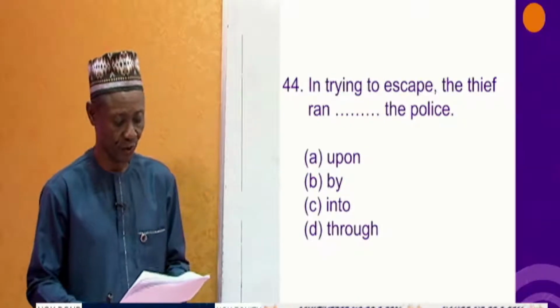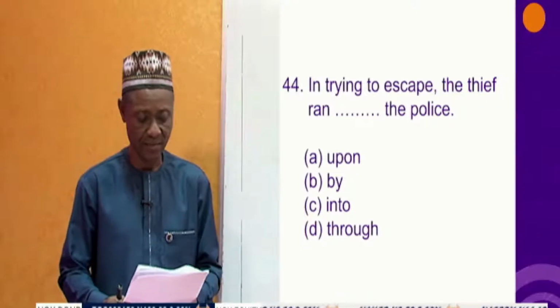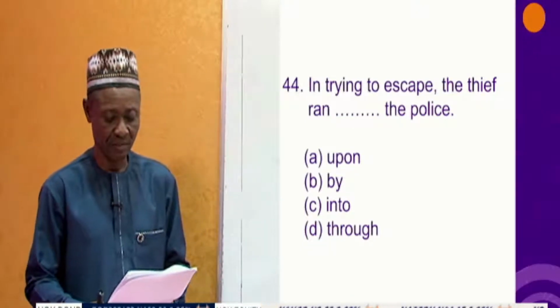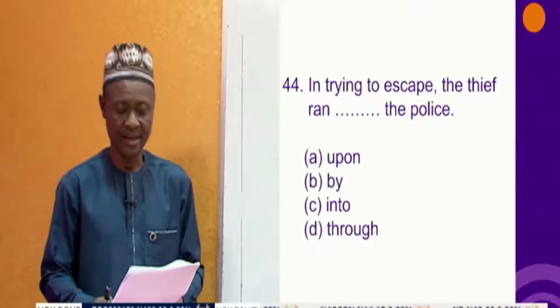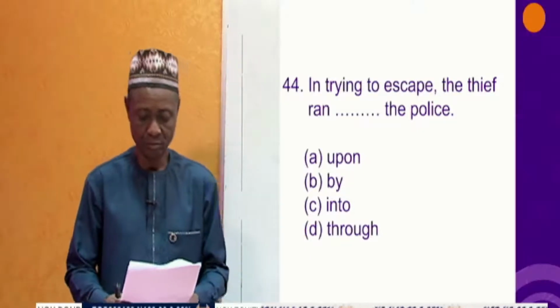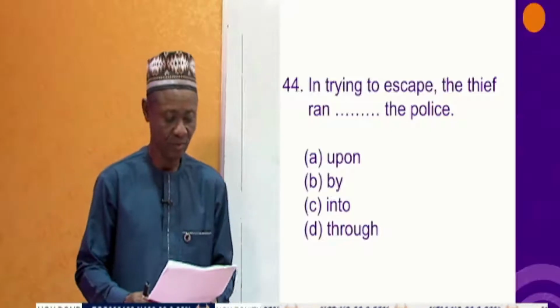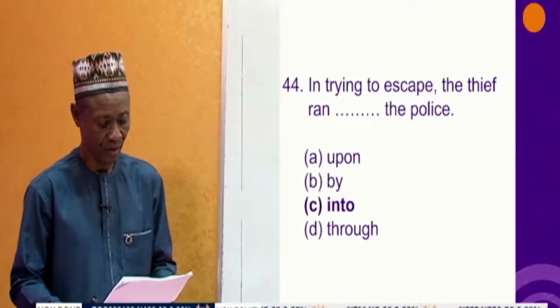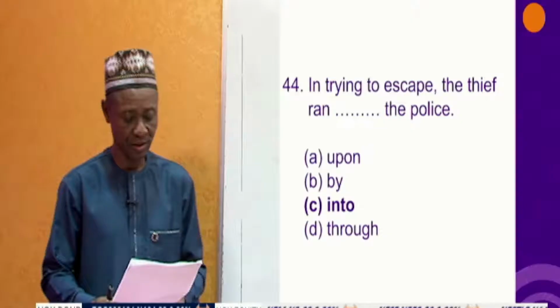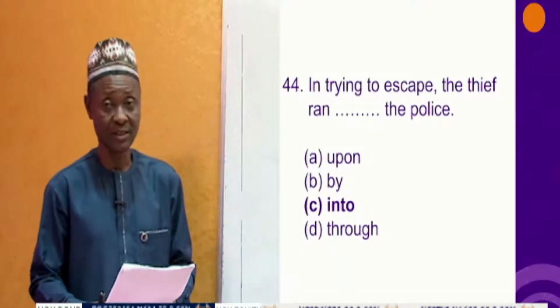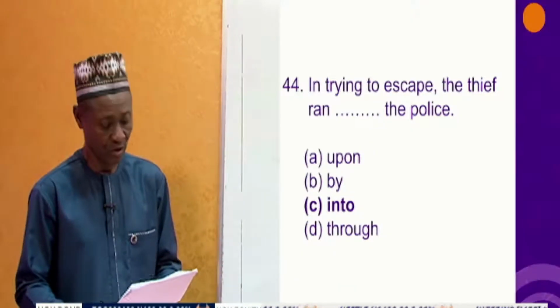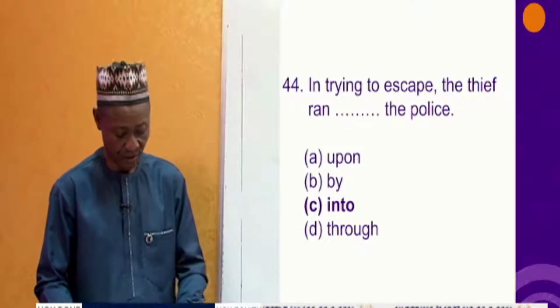Question number 44. In trying to escape, the thief ran dash the police. Options are A, upon, B, by, C, into, D, through. Option C, which is into, ran into, is the correct answer, which is also phrasal verb.